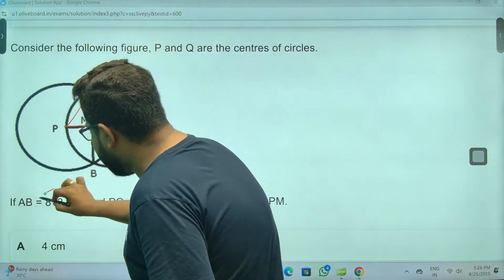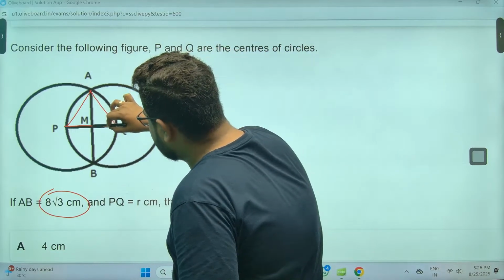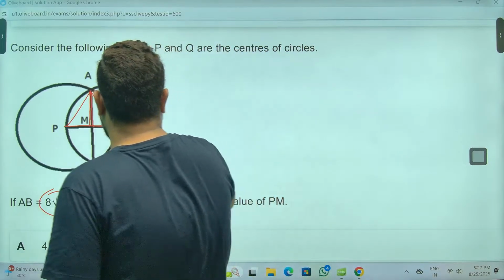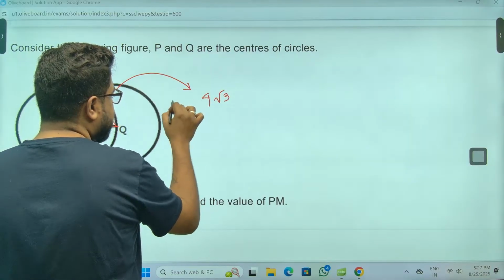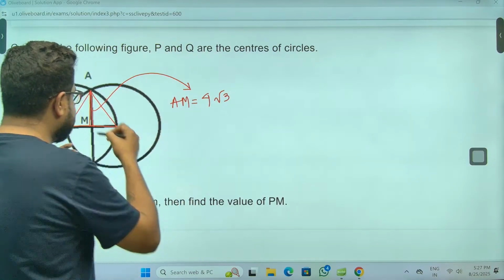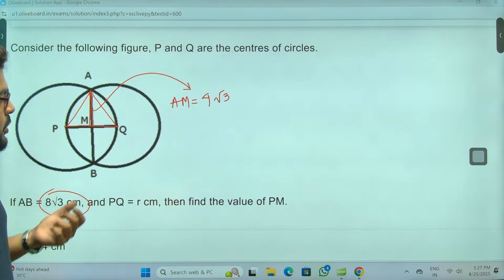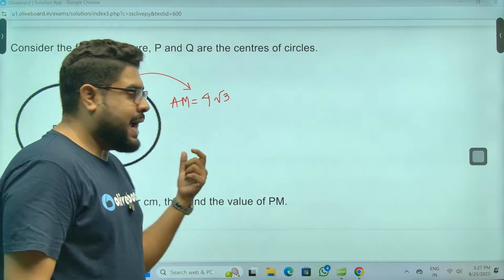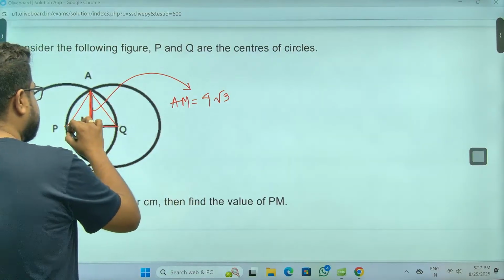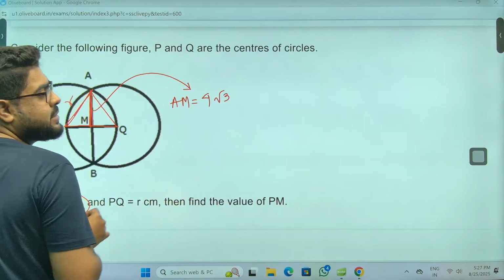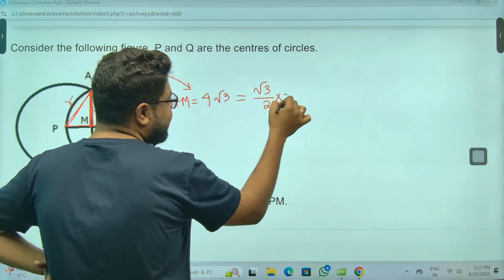AB is given as 8 root 3, and this is also symmetric. So AB, so AM will be what? AM will be 4 root 3, sir. Half of AB, because it's symmetric. 4 root 3, total is 8 root 3. And AM is what, sir? AM is the height of the equilateral triangle, and side of the equilateral triangle is radius. So that means height is root 3 by 2 into R.